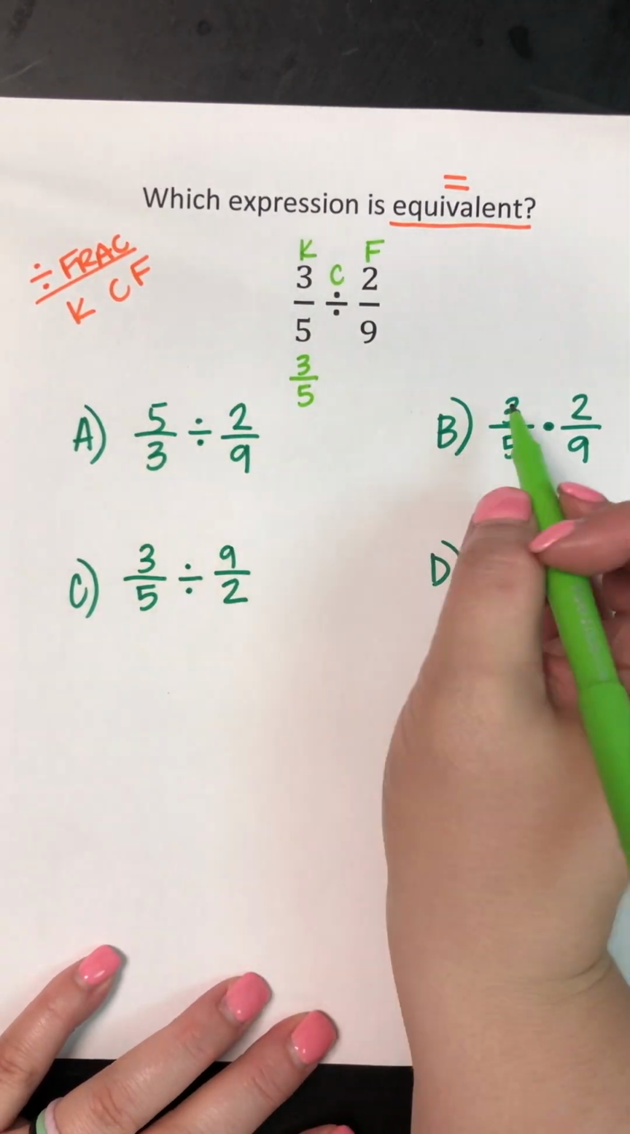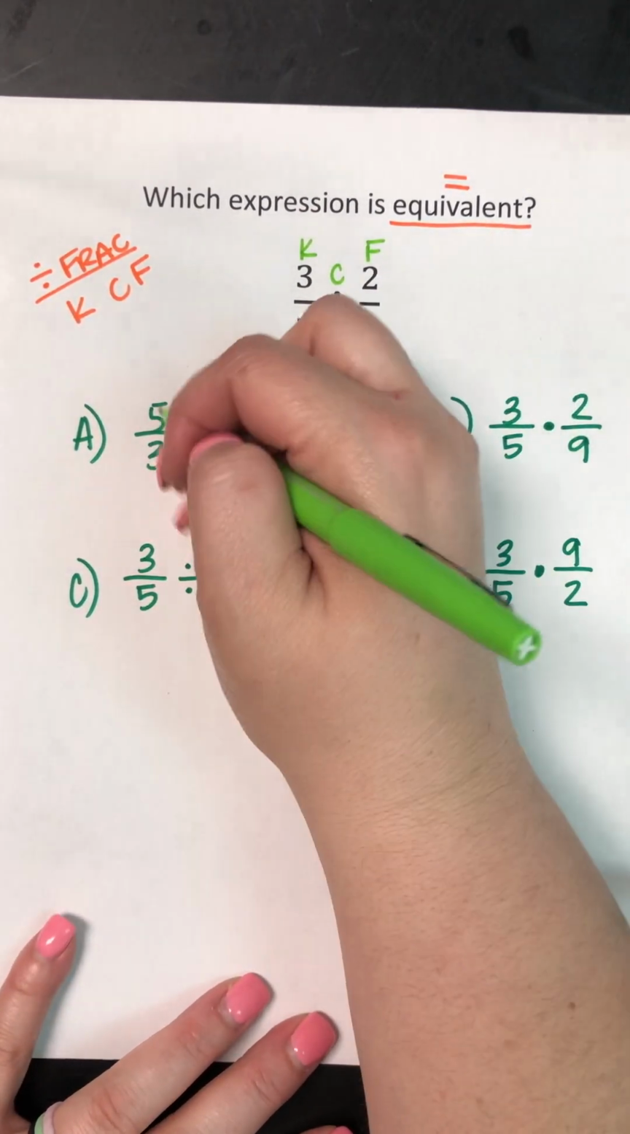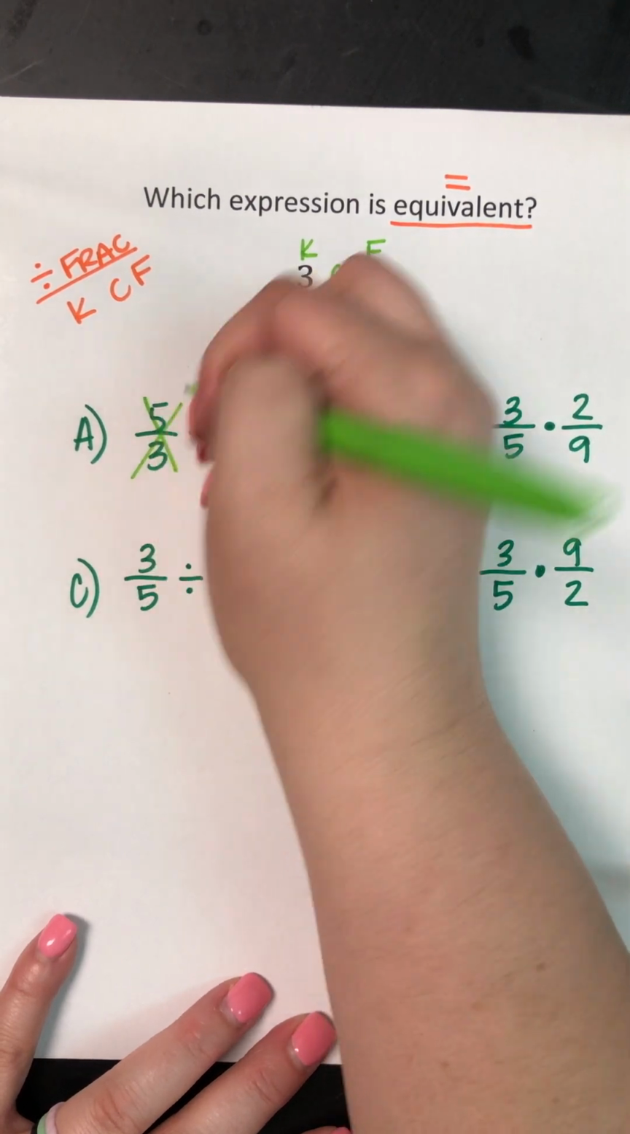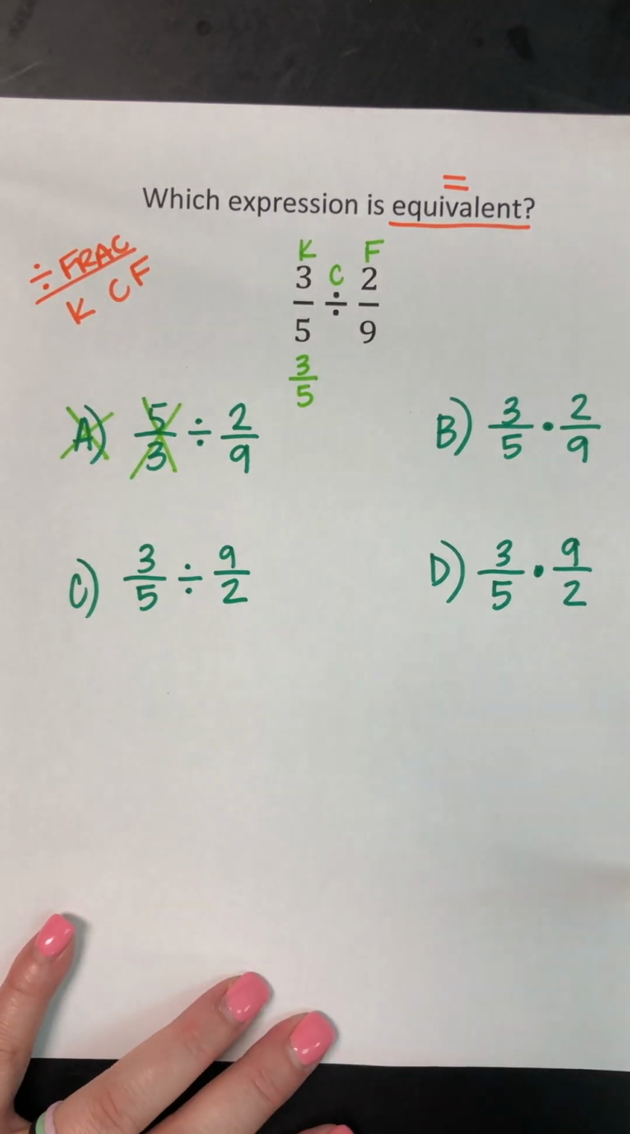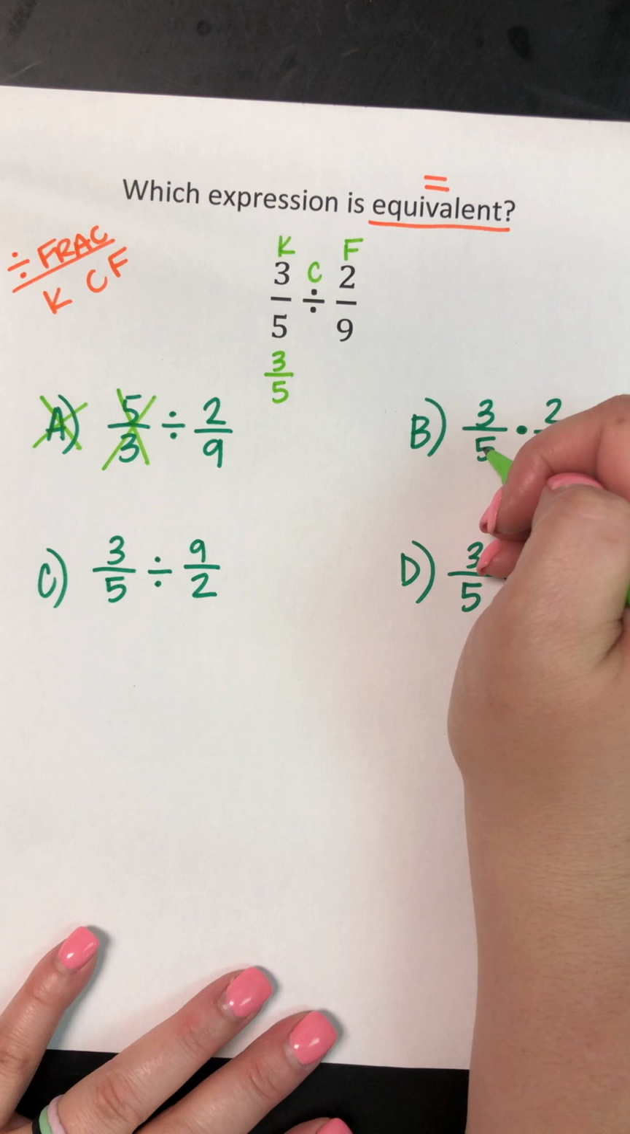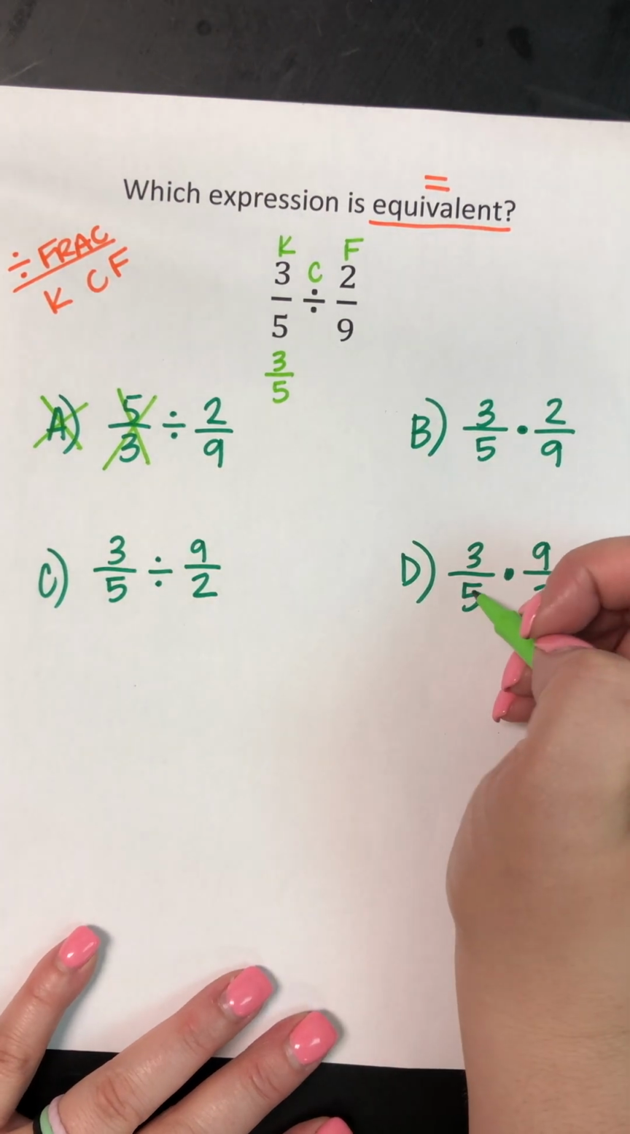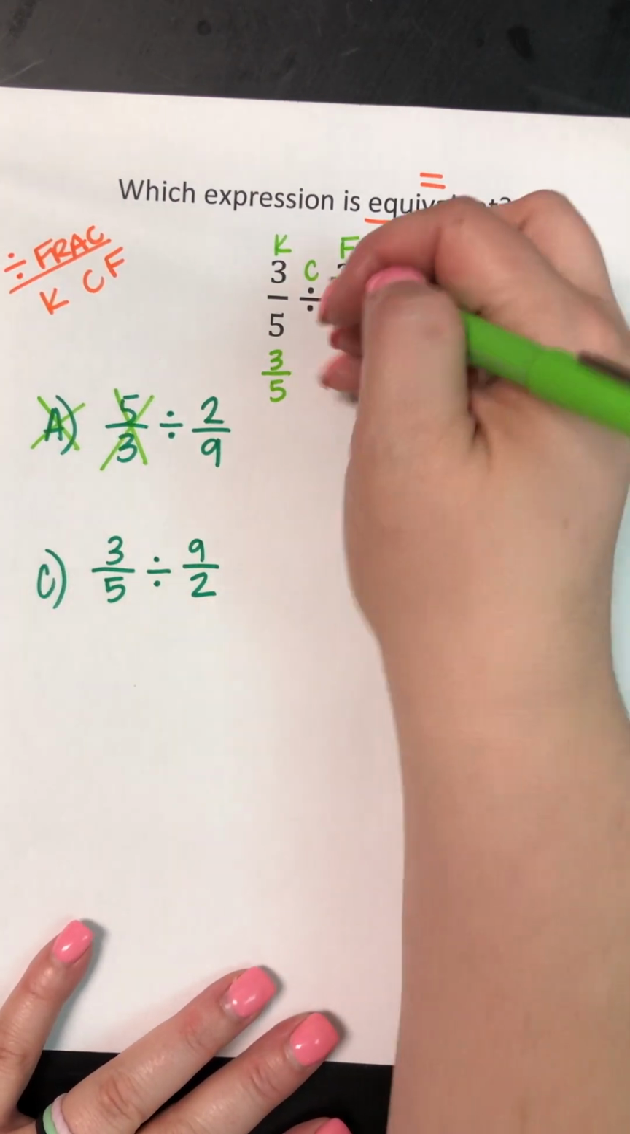So the first thing I'm going to do is just check my answer choices. Did they keep the fraction? No, they did not, so A cannot be right. Okay, did they keep the fraction? Yes, yes, yes. Okay, so now that I've kept, I'm going to change.